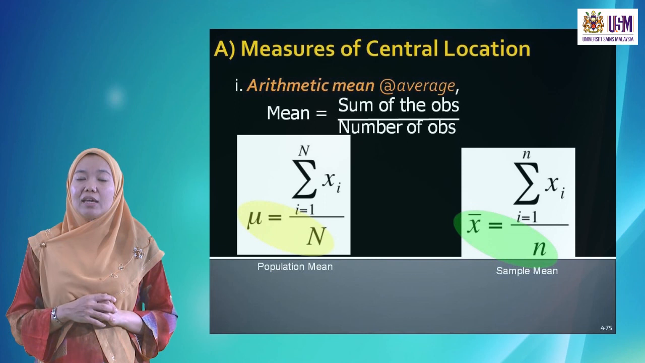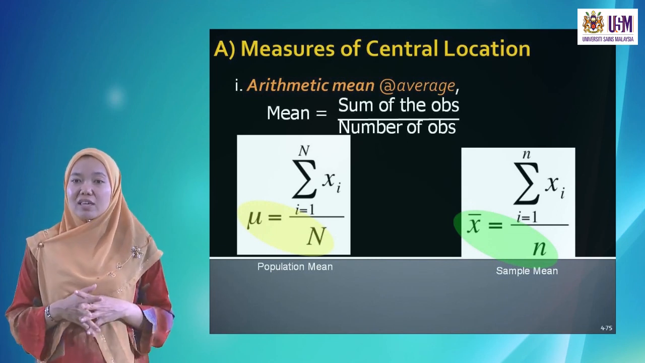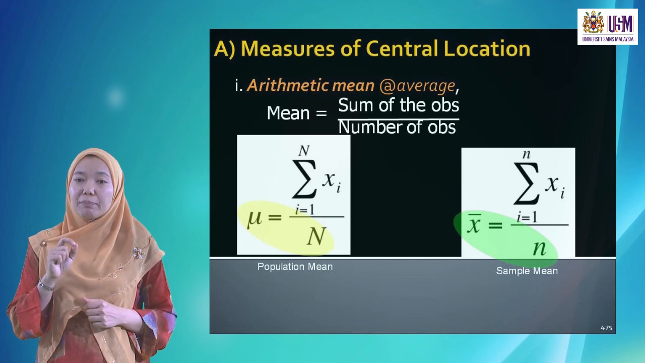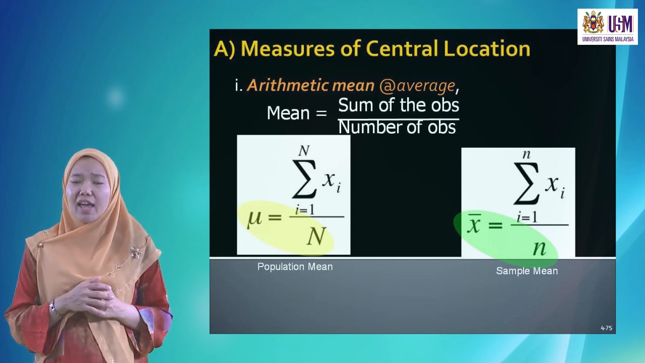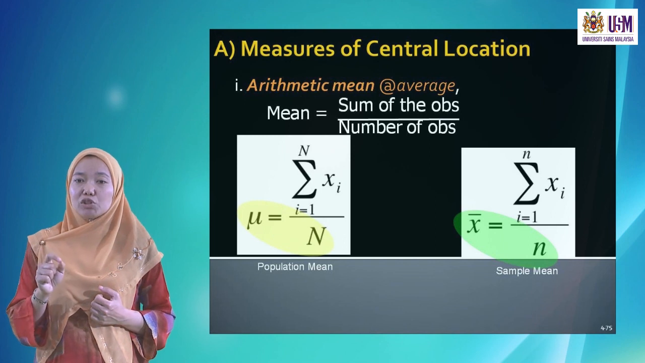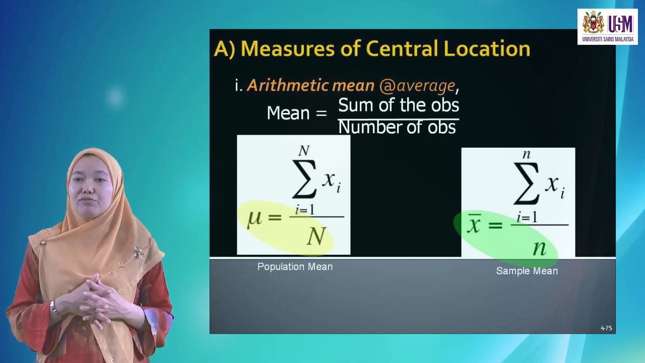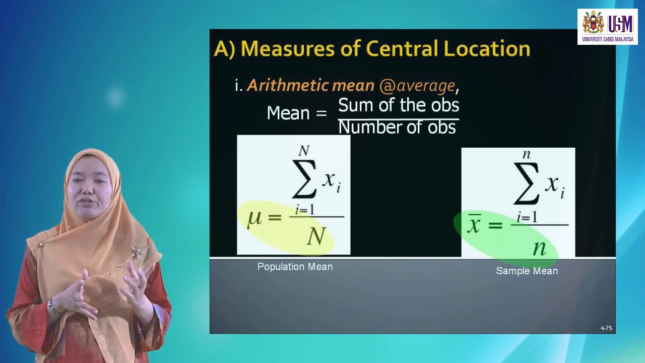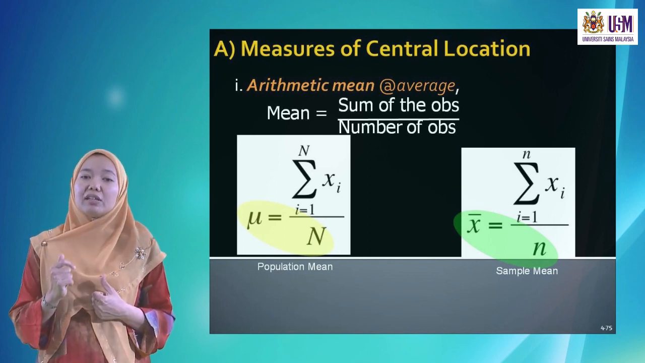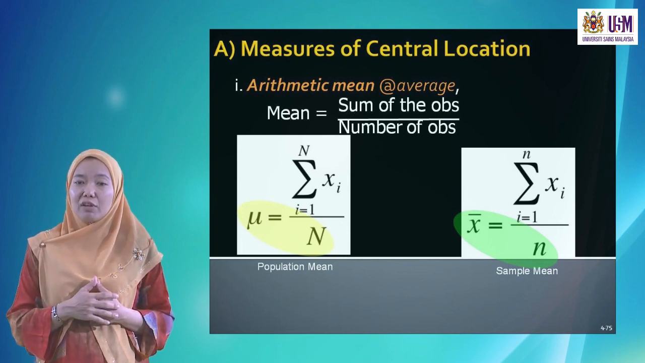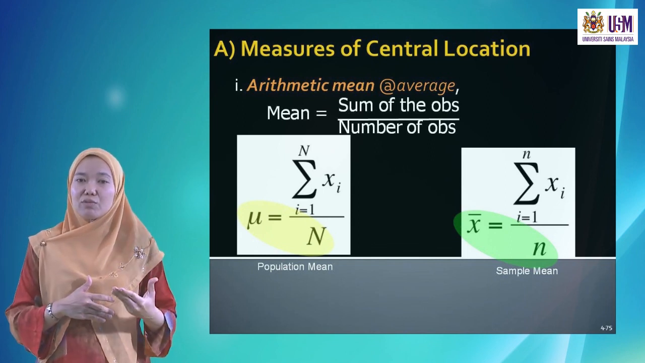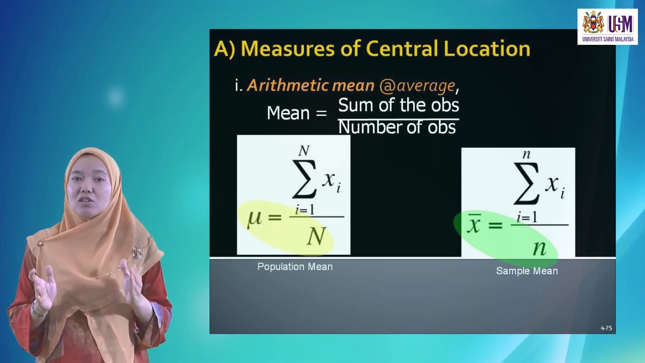If you are doing that for samples, it's more or less the same thing, except that for the sample mean we use the symbol x bar. You must put the bar on top of your x, because capital X, as I already explained, refers to your variable of interest. So you need a small x with a bar on top to represent the sample mean. Again, for the sample mean, you add up all your observations from the first one, x sub 1, up to the last one, x sub n, and divide by n, the number of observations that you have. It looks a bit tough, but it's simply adding up all your observations and dividing by how many observations you have. That will give you your mean or your average.